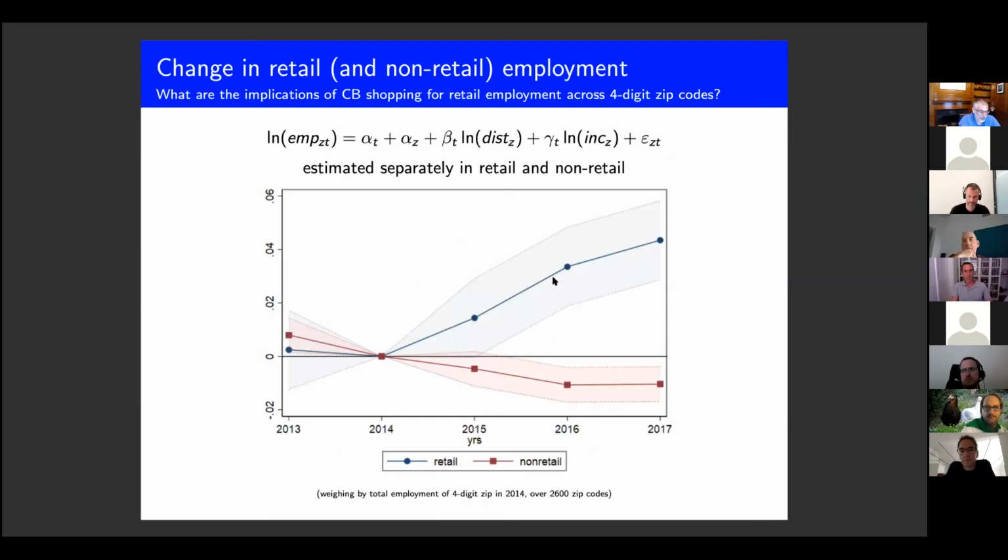But you can see that in the previous 2 years, there was no trend. But after the shock, we see a big increase in retail employment in regions that are far away from the border compared to regions that are close to the border. Whereas for non-retail, it's not very large and it's almost insignificant.